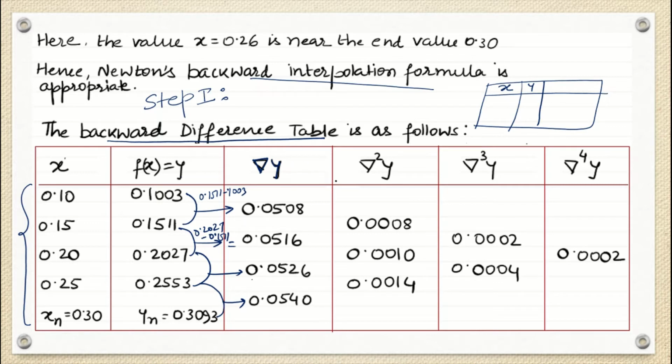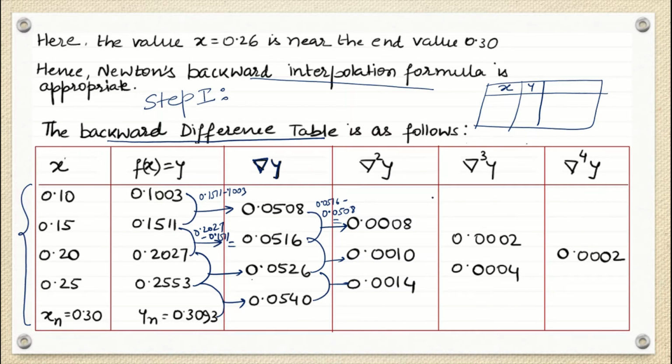Okay, fine. Now what do I have to do? Since I have done till here, but I can see that these values are not the same. That means a difference is still there. So I'm going to find the difference again. That means the difference between 0.0516 minus 0.0508 is written down here. Similarly, 0.0526 minus 0.0516 is written down here. Similarly, these two differences are written down here. And this will be called the second backward difference.